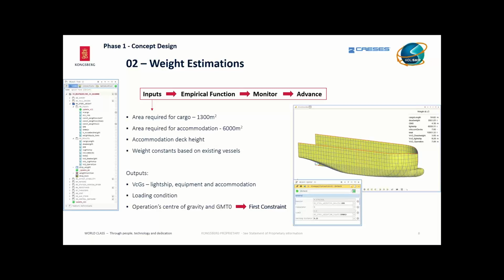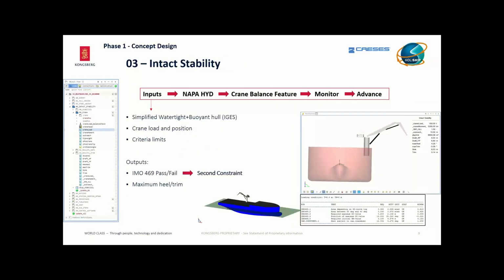And that is the first constraint we create for this project. If the vessel doesn't achieve at least 1.75 initial GM, it is considered unfeasible, and other calculations are not executed.